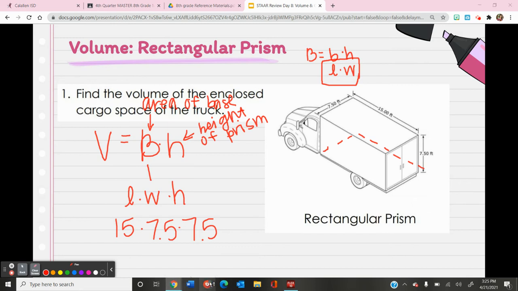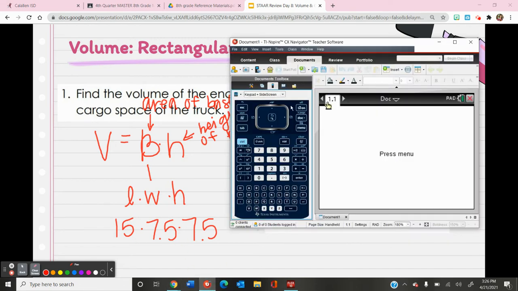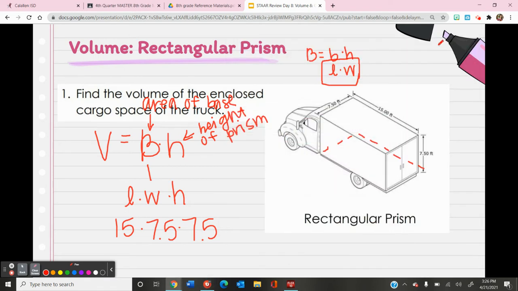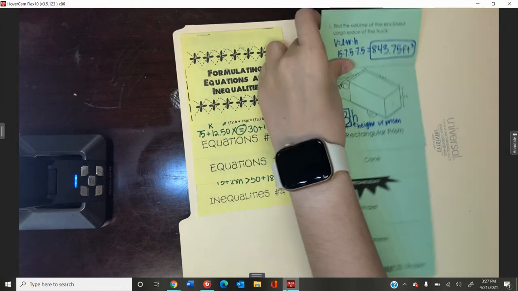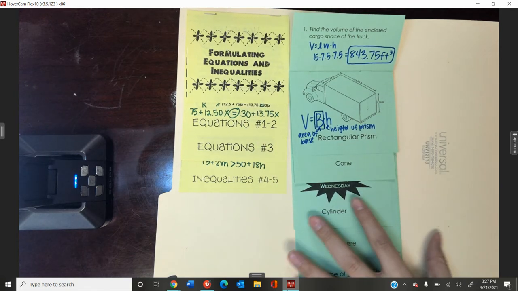So now we're going to go ahead and open up our calculator. Once we open up our calculator, we're going to put 15 times 7.5 times 7.5. So I'm going to go ahead and press the on button, open up a calculator. 15 times 7.5 times 7.5. And here I get 843.75. So here, the volume is going to be 843.75, and my unit is feet. And since we're dealing with volume, this is cubed, 843.75 feet cubed.